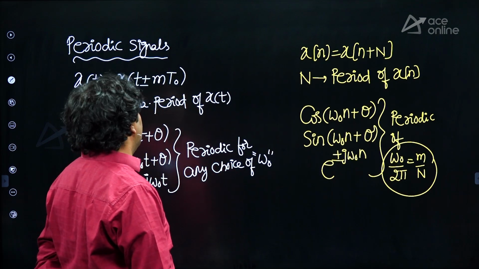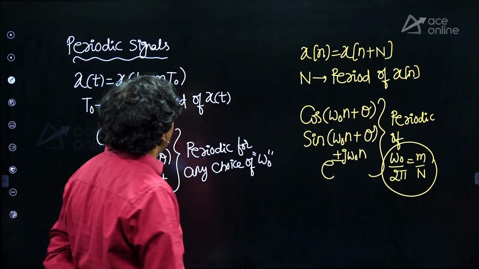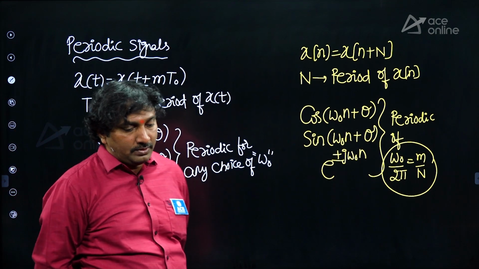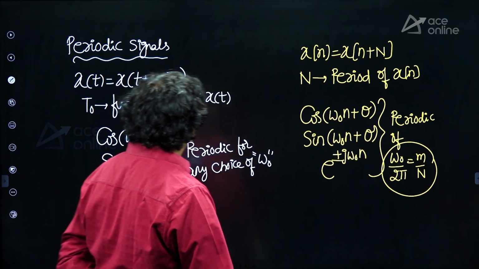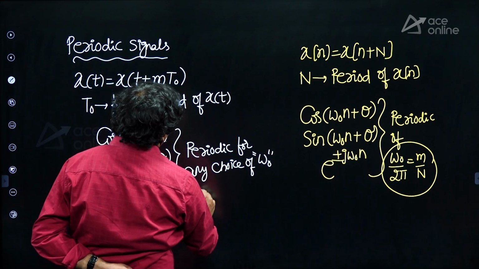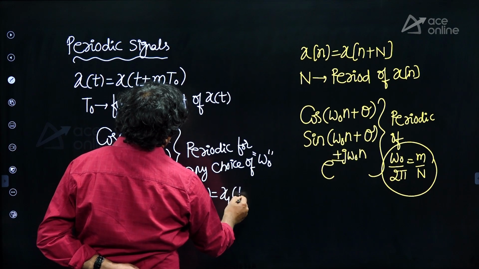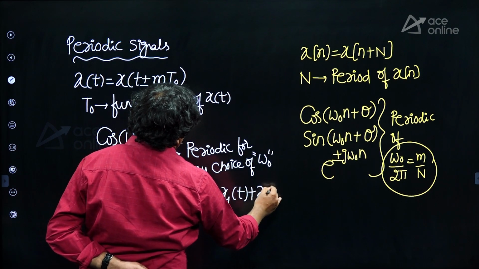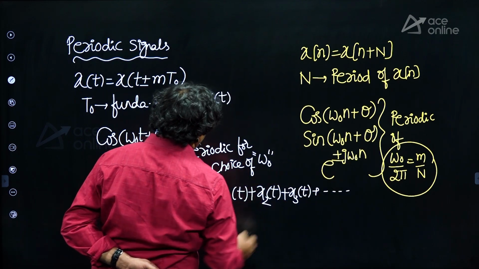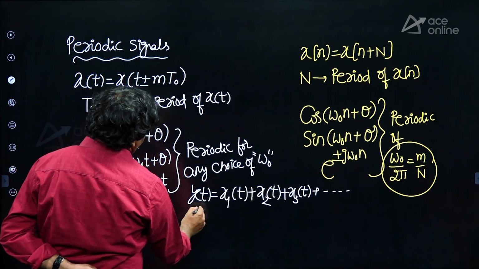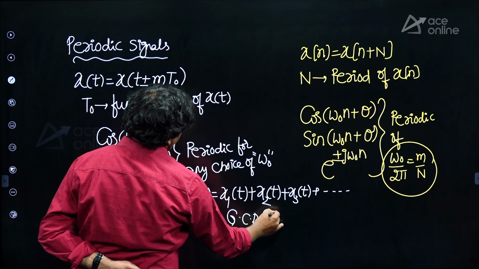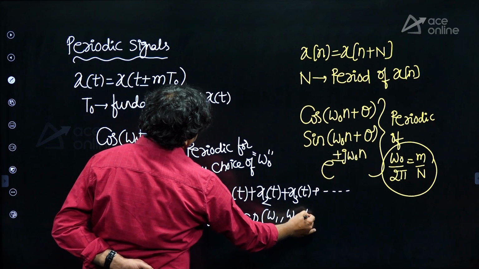These are for individual signals. What about when you are trying to add multiple signals? Individually we said like that. When you want to add multiple signals, either continuous or discrete, when you have a sum of so many signals, how to decide whether they are periodic or not? Simply take the greatest common divisor of the individual signal frequencies.